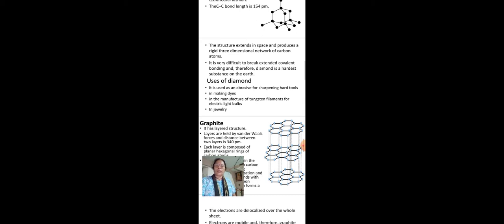Uses of diamond: it is used as an abrasive for sharpening hard tools, in making dies, in the manufacture of tungsten filaments for electric light bulbs, and in jewelry.